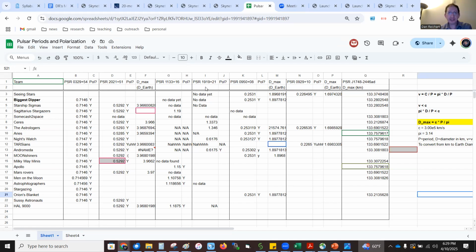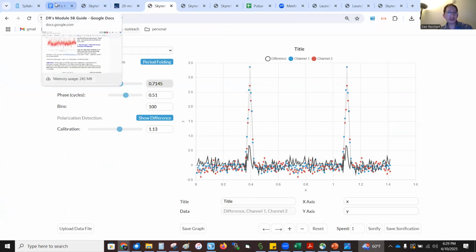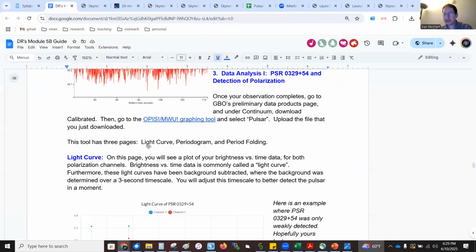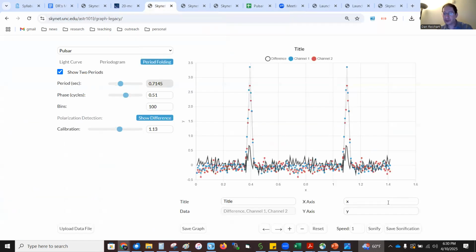Anyway, last bits of information: as you produce these, you're going to want to save the graphs. And before you do that, you'll want to give it a good title, good axis labels, and that's all in the module. If you go to the module guide, here's an example of a good title, axis labels. So, make sure you have good labels on there before you save the graph. And also remember to save your sonification. You'll use those in your blogs.